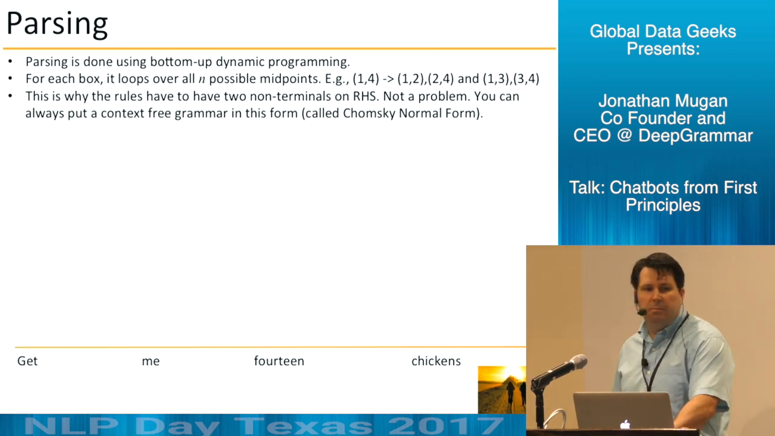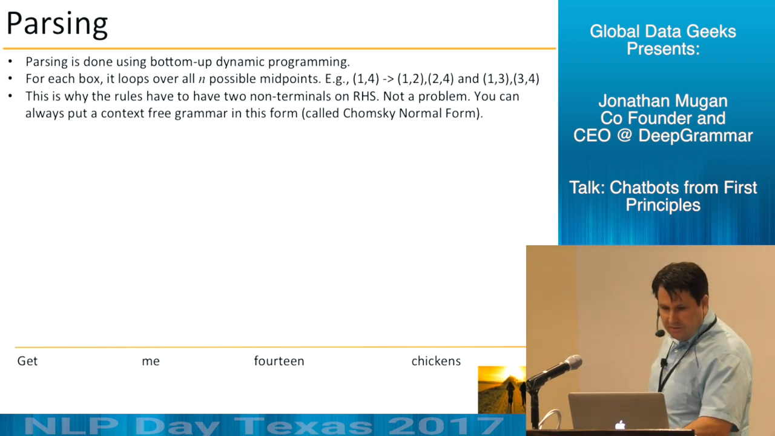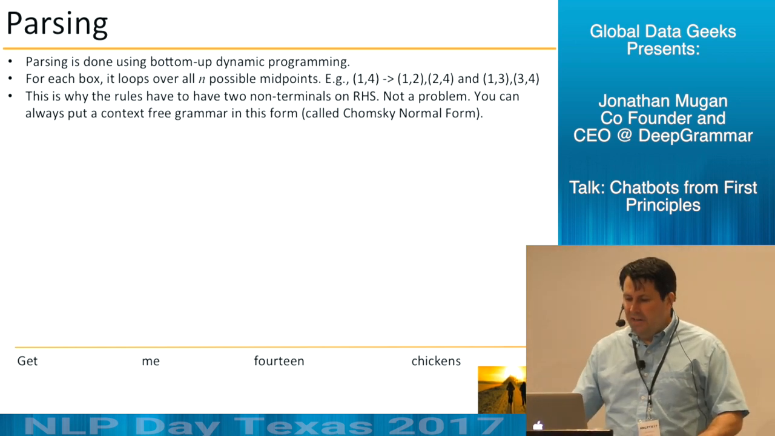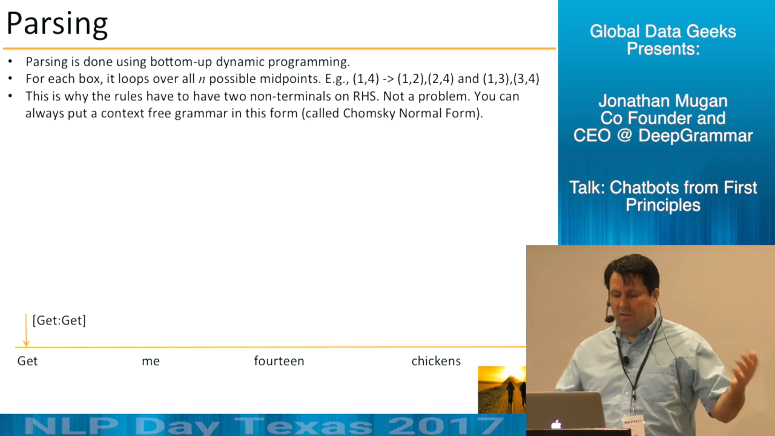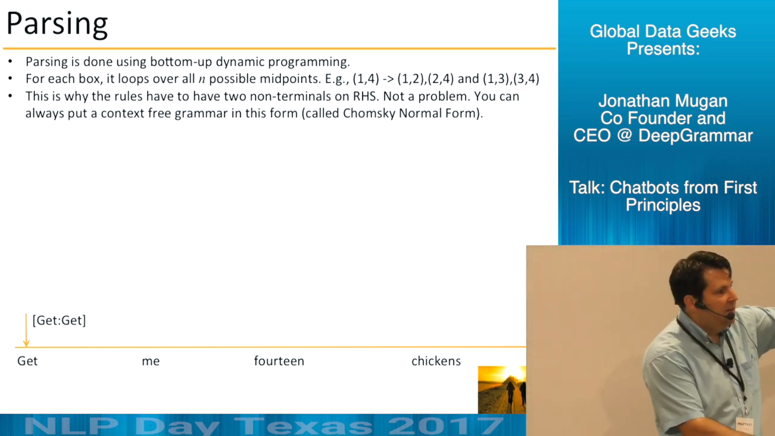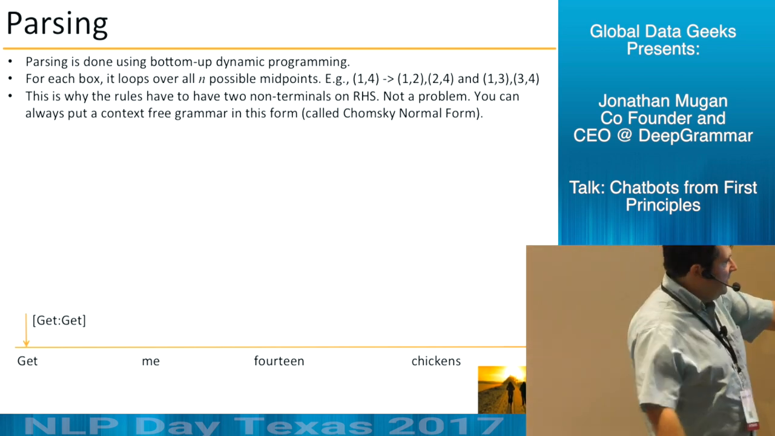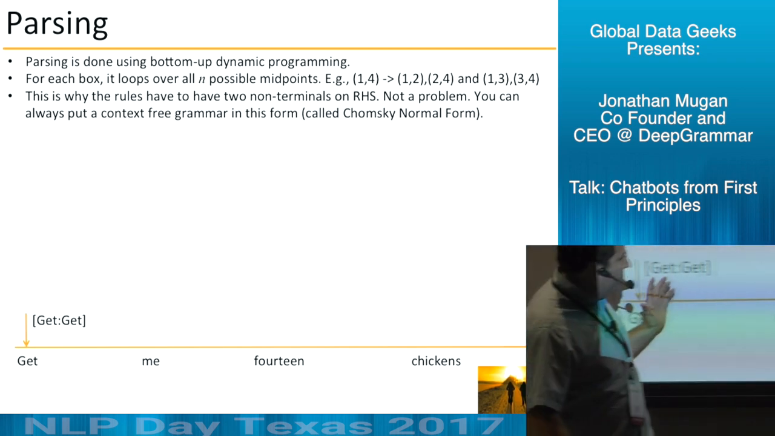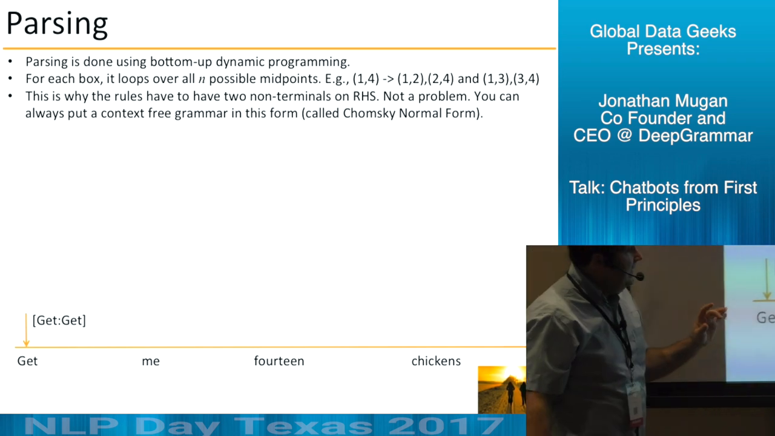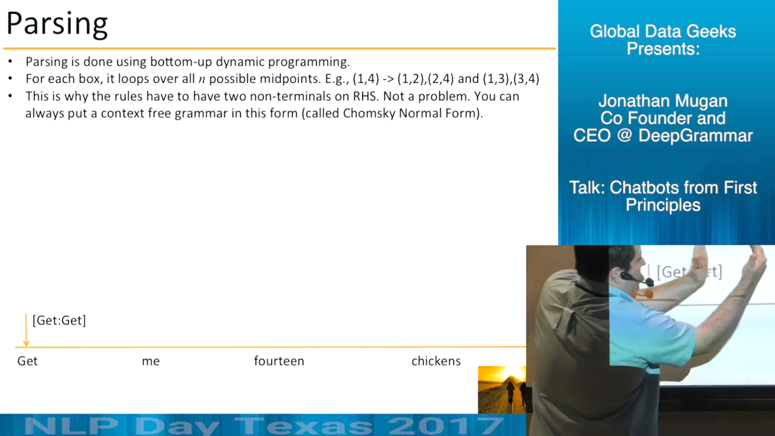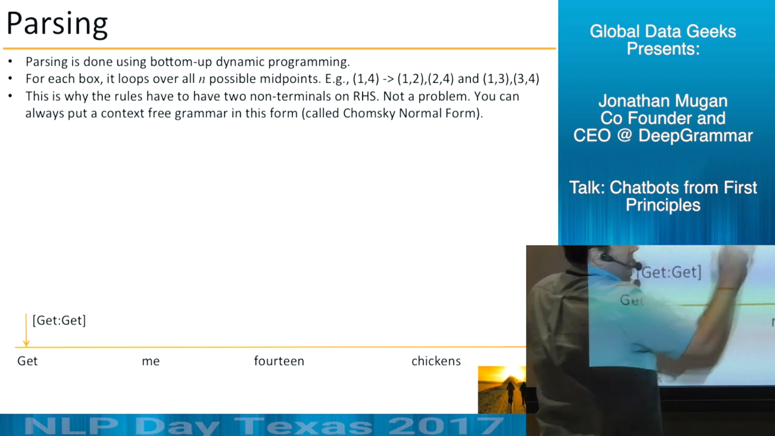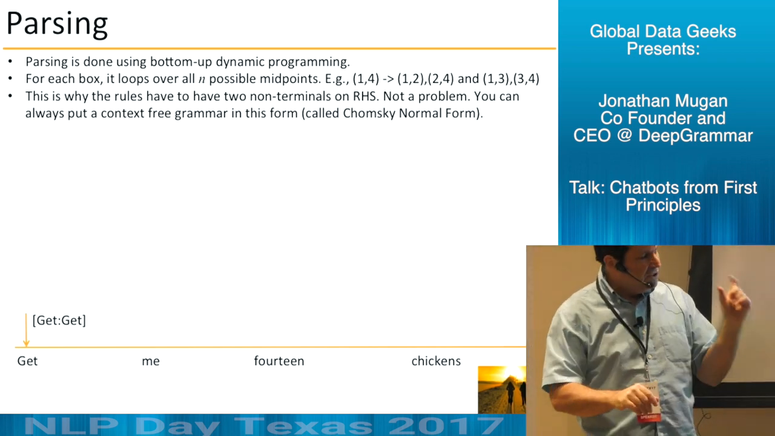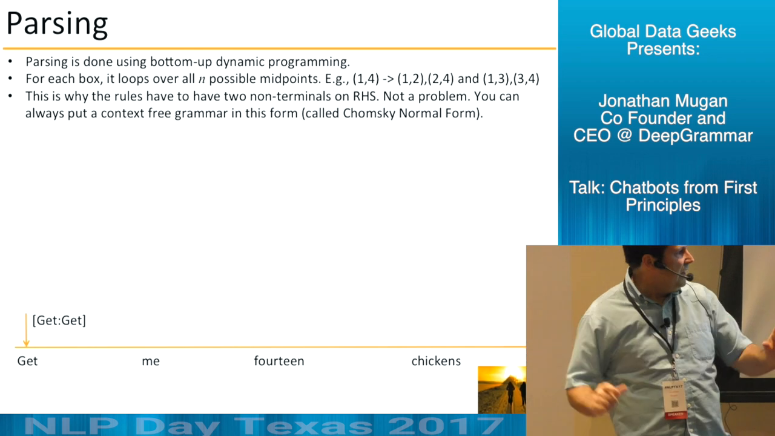So let's look at a little bit of detail in parsing. Hopefully not too much that it kills you, but parsing is done using bottom-up dynamic programming. And so for each box, we're going to look at all the possible things in between. We have "get me 14 chickens." We're going to start here and move across, and as we move across, we're going to look at bigger and bigger swaths. And it is dynamic programming because if we do some parse rule here, it may be used multiple times down the line, but we don't have to redo the computation. Dynamic programming, you break up a problem into subproblems and you save those subproblems, and then you can reuse them over and over again. That's the beauty of dynamic programming.